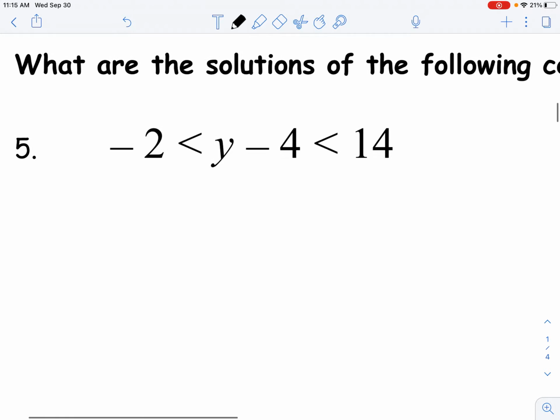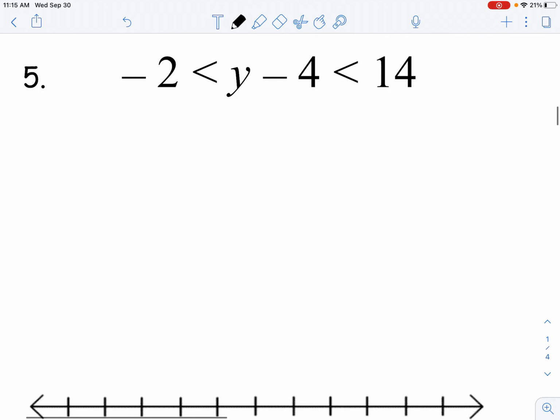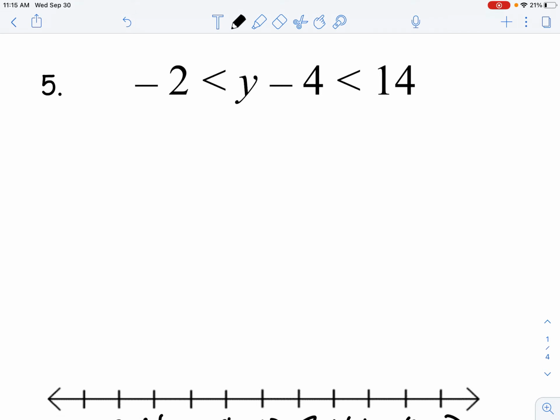Okay, next ones. Number 5. Now on this one, if I'm solving, I have to realize I don't have y by itself yet. So now, just like before, this is how I say it to my students: we would add 4 to both sides. Now we have 3 sides. We have a side there, a side here, and a side there. So on this one, I'm going to add 4 to all 3 sides.